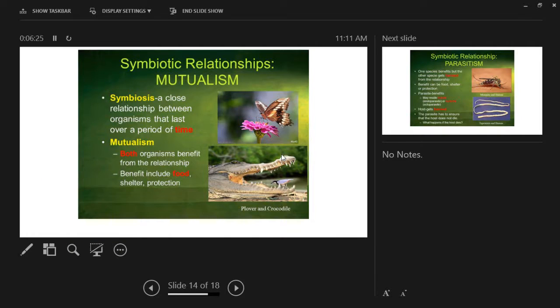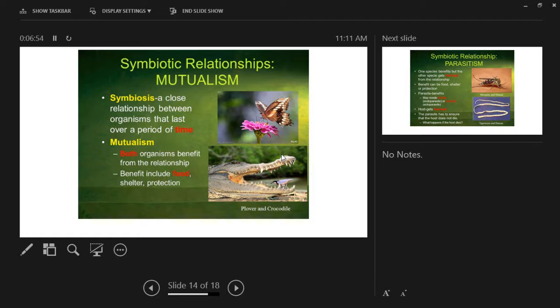Okay, number two, mutualism. Mutualism, they both benefit. They both get something from one another. So, in this example, and this is the one that's on the Brain Pop in a second, the little bird goes and eats the food on the gator's teeth, but he's eating, that's his benefit, and then the gator's benefit is his teeth are clean.